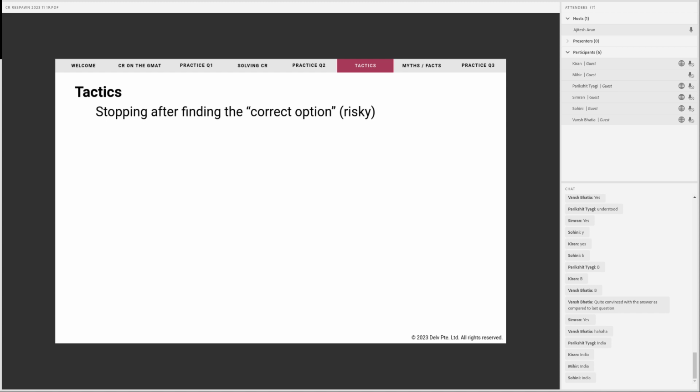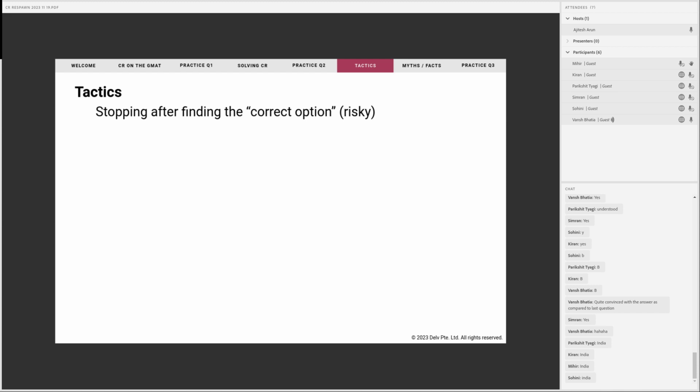Imagine that you have 5 options and you reach option B, right? This is like the second option or the third option. And you're like, no, that's the right answer. After that, should you bother reading the other options or should you just move on to the next question? Let me have your thoughts on this. And please unmute and tell me.